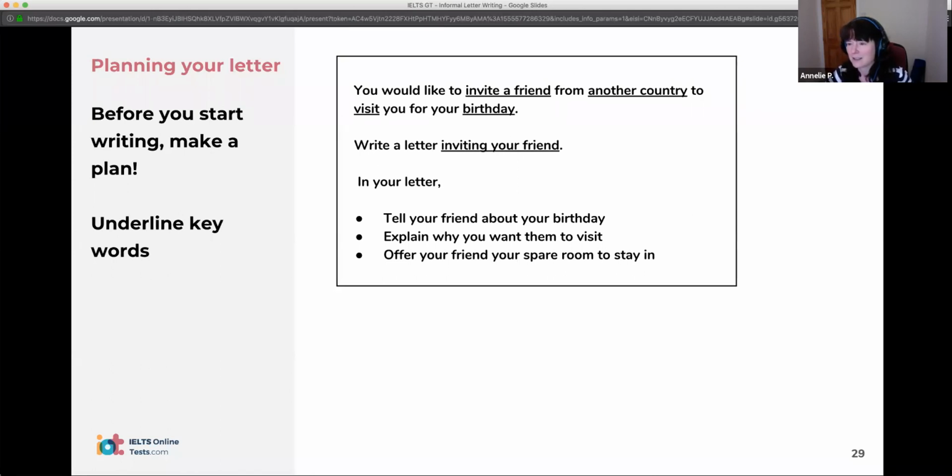Yeah. And also underline you're inviting a friend, because that helps you to remember that you are writing an informal letter. Okay. And then underline the key points in the bullet points as well. So you're telling them something, you're explaining why, and you're offering them your room. So these verbs at the beginning of the bullet points, it's very helpful to underline those, because that really tells you the purpose of each of the paragraphs, keeps you very, very focused. Okay, so underline the key words and make sure you underline the verbs at the beginning of each of the bullet points. Okay, yes, very good, Samin.